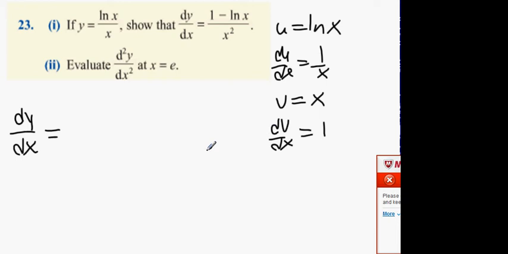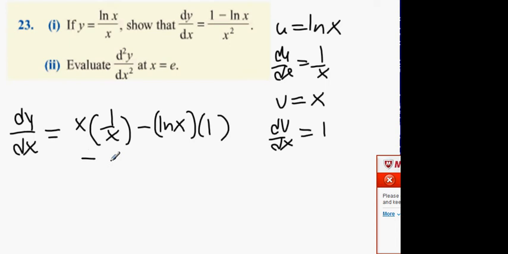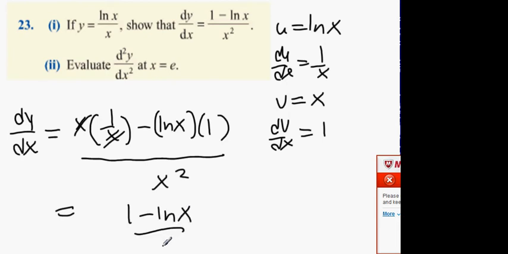So what we're going to get is this, okay? We're going to get v times du/dx, which is 1 over x, and then minus u, which is ln x in a bracket, times dv/dx, which is 1, all divided by x squared. And we're just a moment away from proving this: 1 minus ln x over x squared.